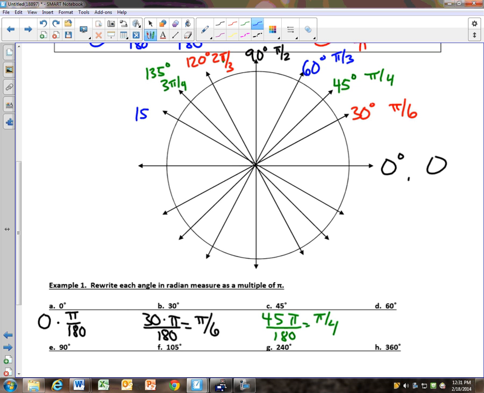Then we got 150 degrees. 150 is not divisible by 90, 60, 45, but it is by 30. How many 30s go in 150? 5. So 5 pi over 6. Then I got 180. Well, 90 goes in 180 2 times. I got 2 of the pi over 2's, or pi.